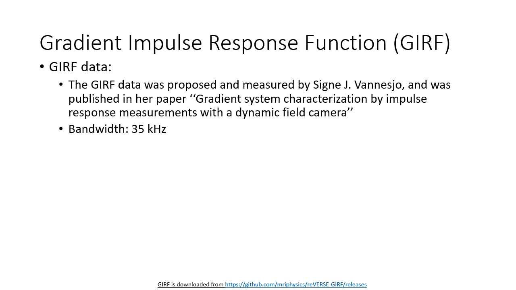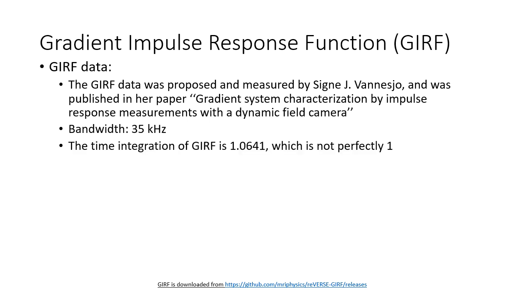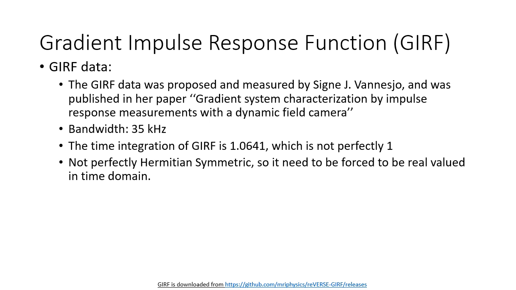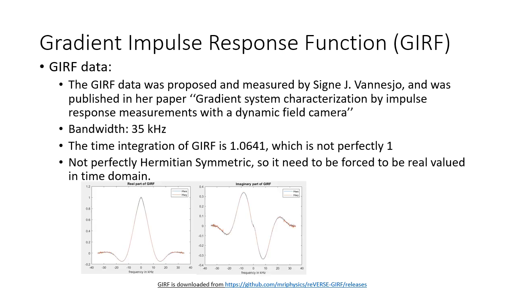The GIRF data is downloaded from GitHub and it was measured by Zhao. The bandwidth of the GIRF data is 35 kHz. I found there are some inaccuracies in the GIRF. First, the time integration of the GIRF is not exactly 1, and it is not perfectly Hermitian symmetric, so I forced it to be real valued in the time domain. This is the real part of the GIRF, the imaginary part of the GIRF, and the GIRF in the time domain.